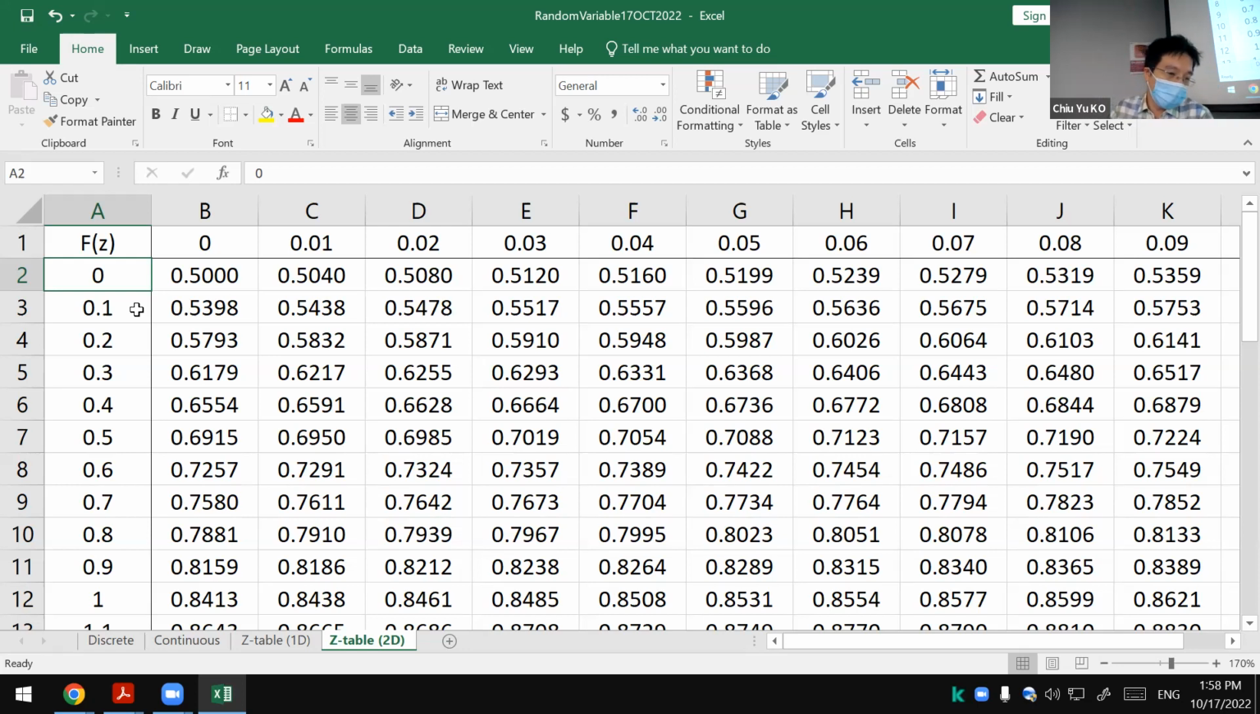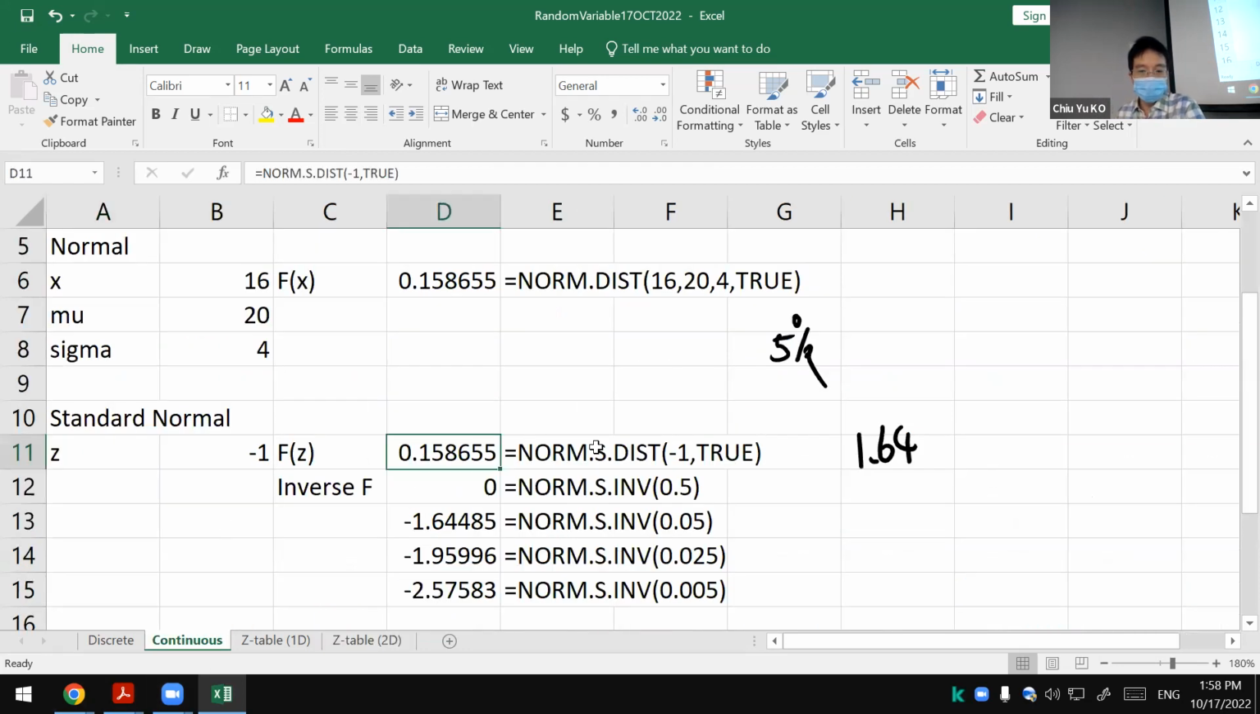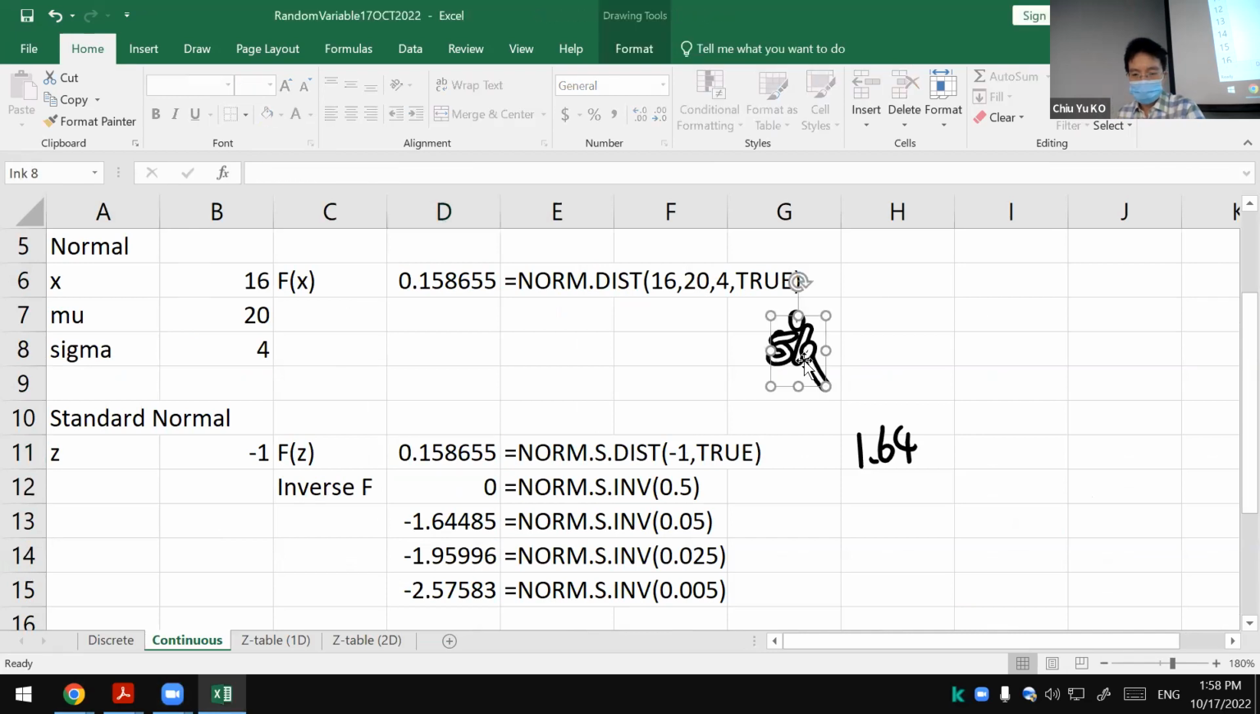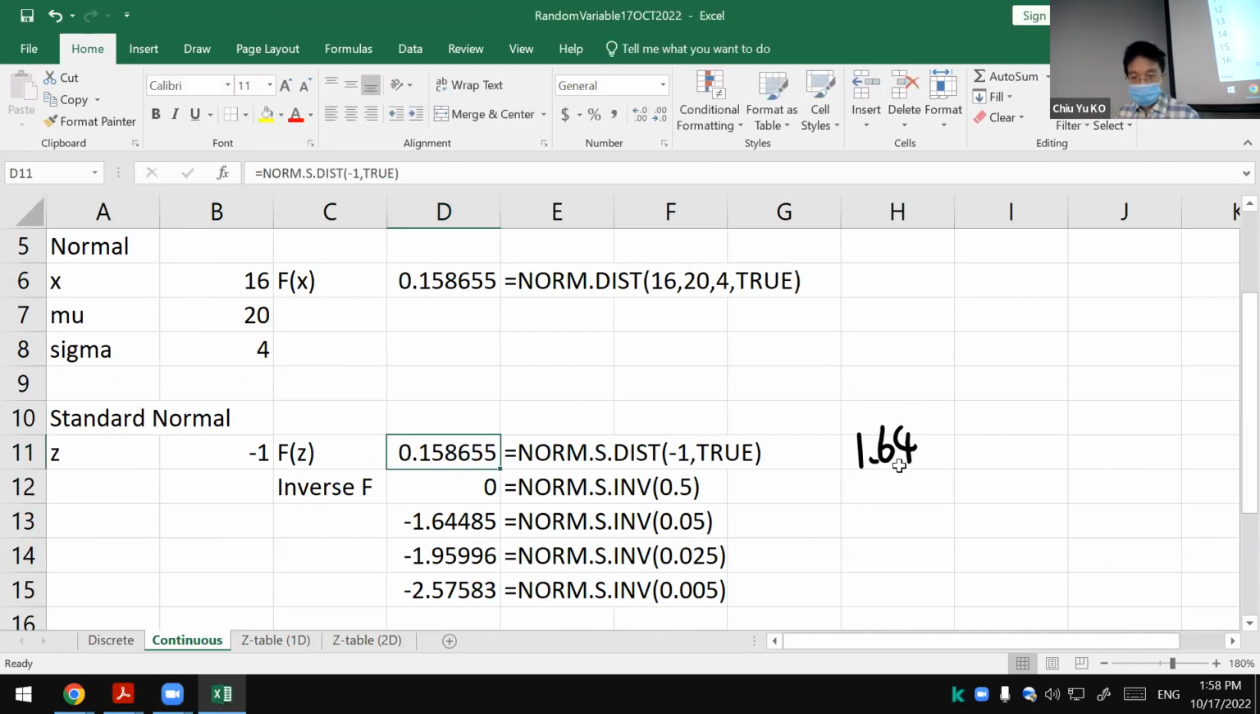And this table is only useful because we don't allow you to use Excel in the exam, but actually we don't really need them. Any question? Anyone have any question?